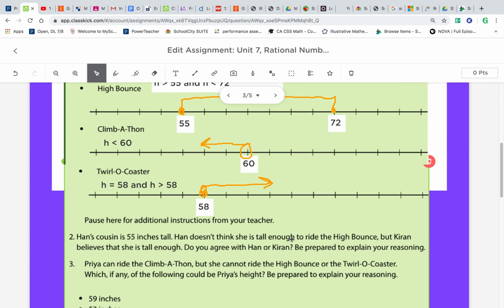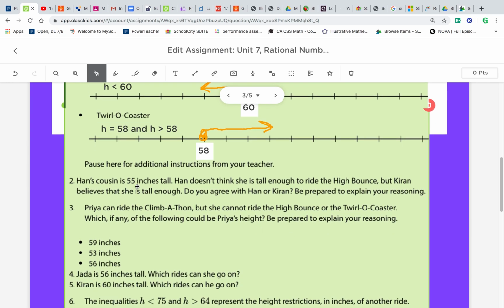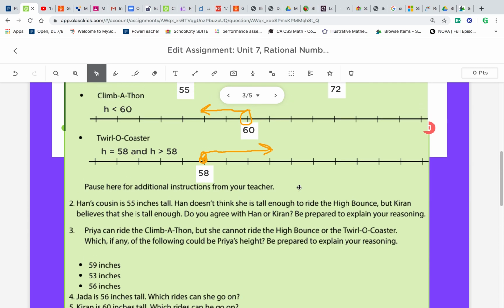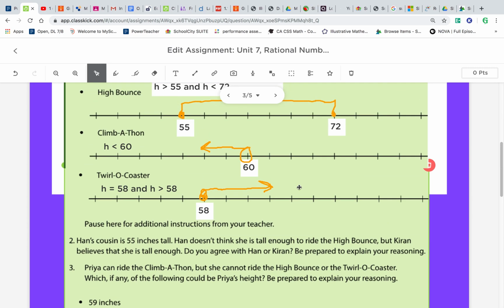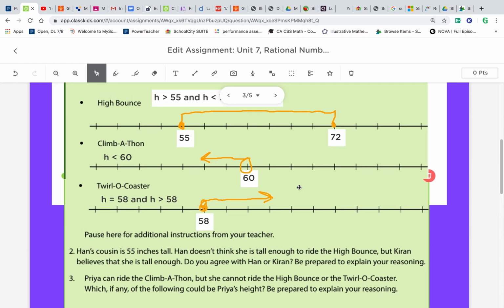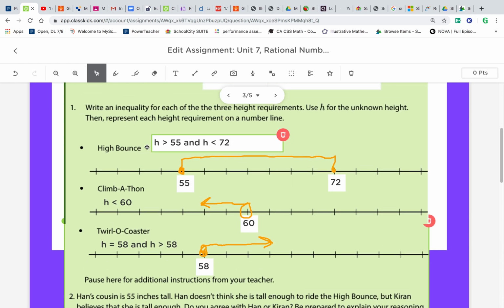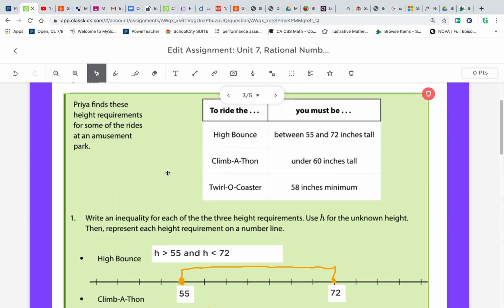All right, we have some more questions about this. Han's cousin is 55 inches tall. Han doesn't think she is tall enough to ride the high bounce, but Kieran believes she is tall enough. Do we agree with Han or Kieran? So she's 55 inches. And is she tall enough for the high bounce? Well, the high bounce, remember, this is what we were talking about earlier. The high bounce has to be between 55 and 72.